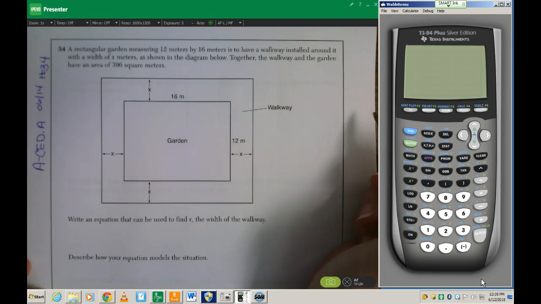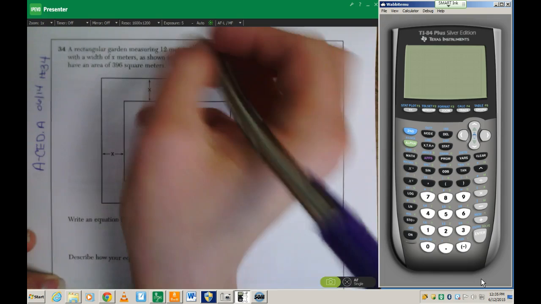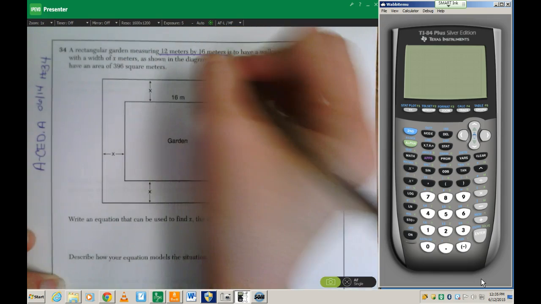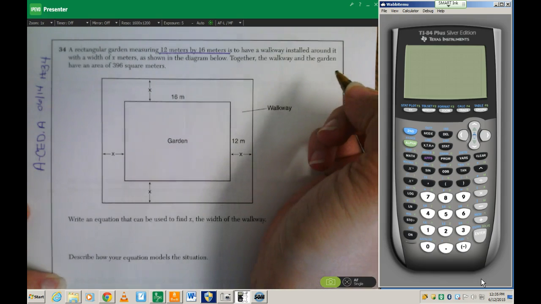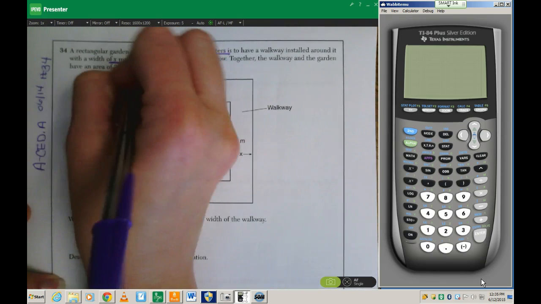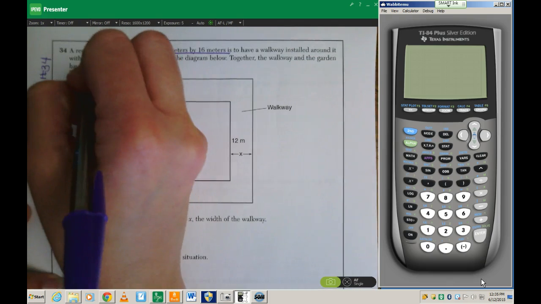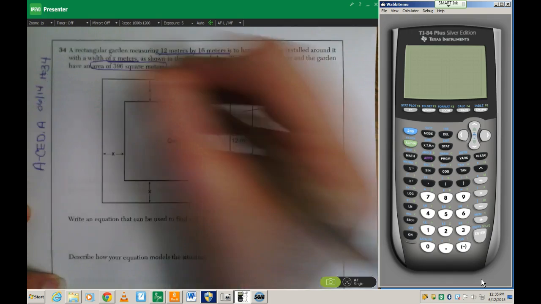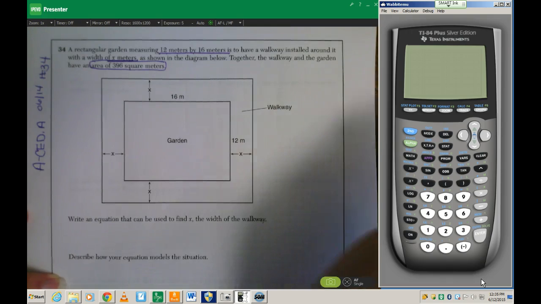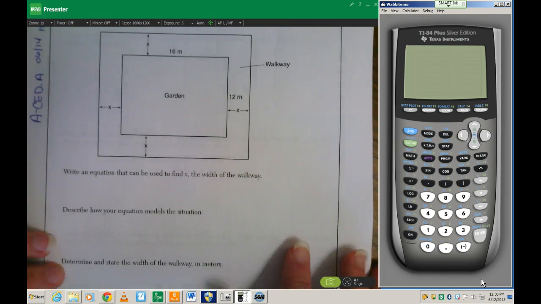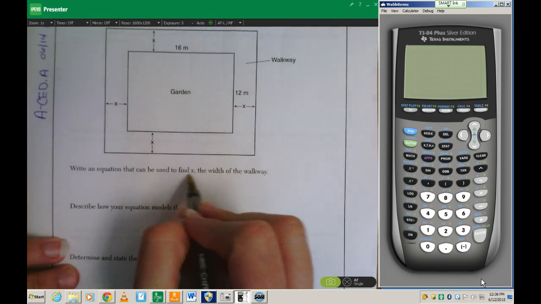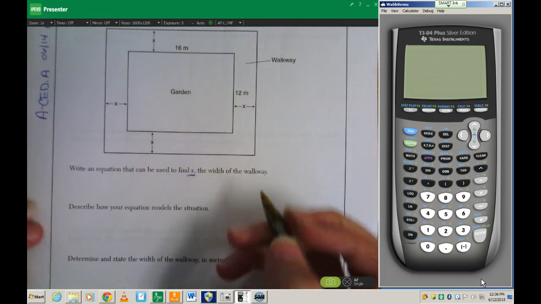A rectangular garden measuring 12 meters by 16 meters is to have a walkway installed around it with a width of x meters, as shown in the diagram below. Together, the walkway and the garden will have an area of 396 square meters. So it wants us to write an equation that can be used to find x, the width of the walkway.